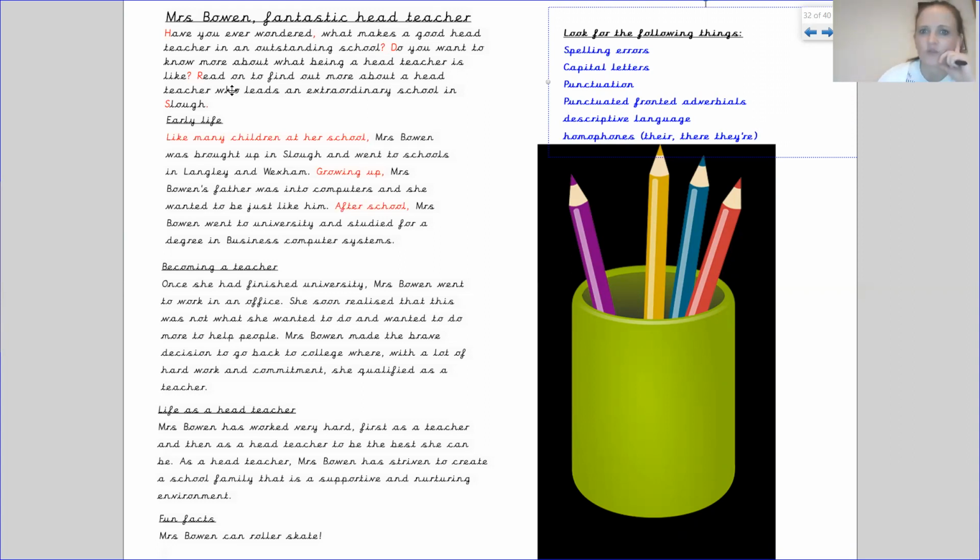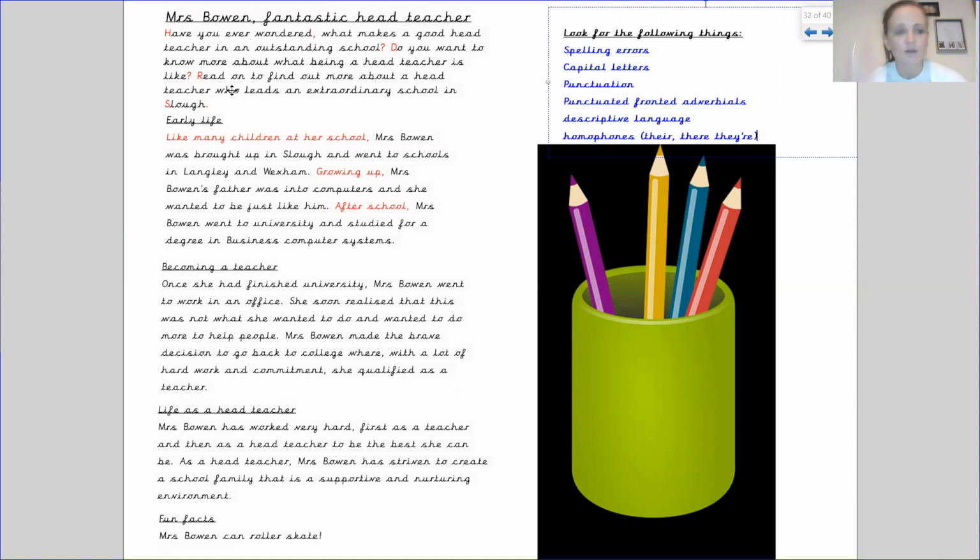So you're going to look for spelling errors, capital letters, punctuation, your punctuated fronted adverbials, your descriptive language. We've looked at using adverbs. We've looked at, can you include conjunctions, making your sentences better? Can we add more information? Can we use interesting vocabulary? Look at your technical vocabulary you've included. Look at how you've laid your work out. Have you laid it out correctly?